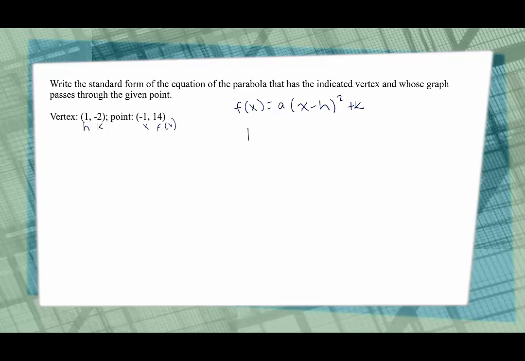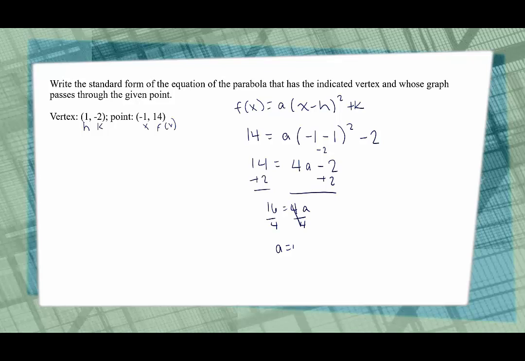So f of x is 14. A is what we're trying to figure out, that's our unknown. X is -1 minus h, which is 1, squared, minus 2. Okay, let's clean this up. We have 14 is equal to -1 minus 1, that's -2. -2 squared is 4, so that's 4a minus 2. We can add 2 to both sides. We get 16 is equal to 4a, divide both sides by 4. And we figure out this time that a is equal to 4.